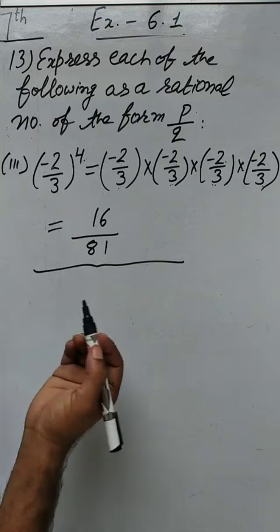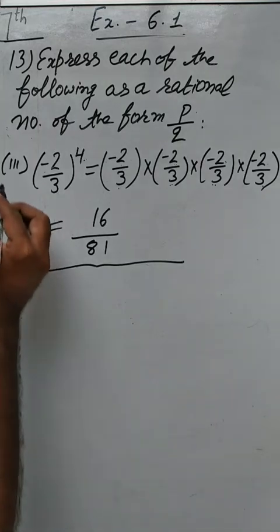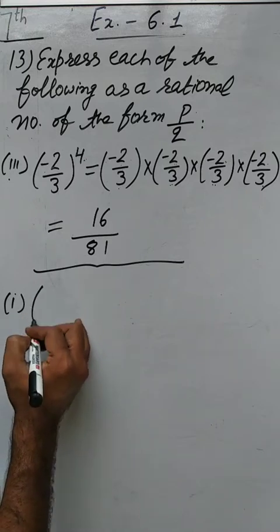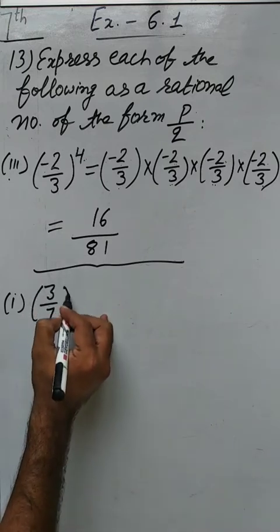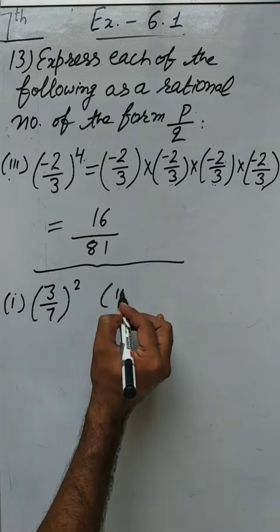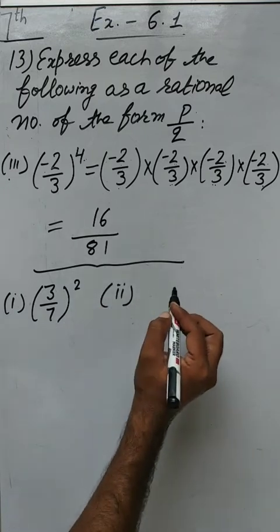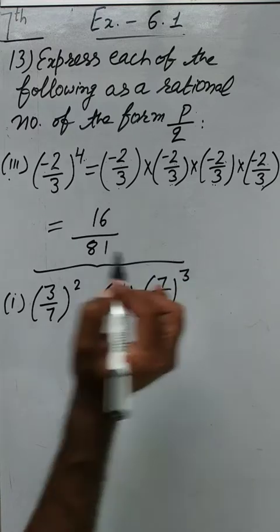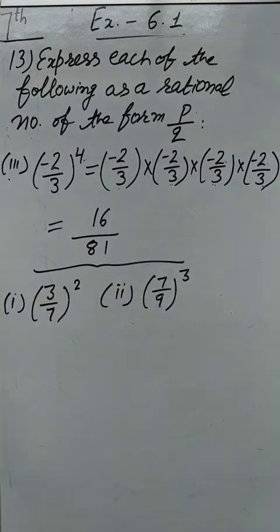Okay, easily you can solve the pending parts. Third part I have solved. First part is, beta, you have to try by yourself. 3 upon 7 raised to power 2. And the second part is, beta, 7 upon 9 raised to power 3. Okay, understood?